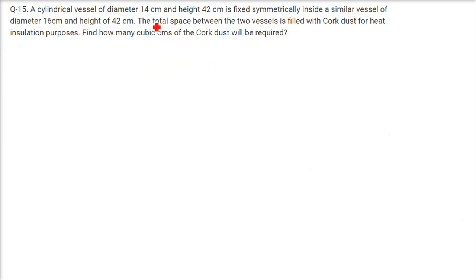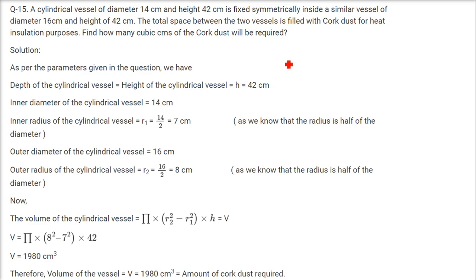A cylindrical vessel of diameter 14 centimeter and height 42 centimeter. So we have a cylindrical vessel. Let me make a cylindrical vessel. Now here the diameter is 14, so the radius will be 7, and height is 42. So 42 is the height.